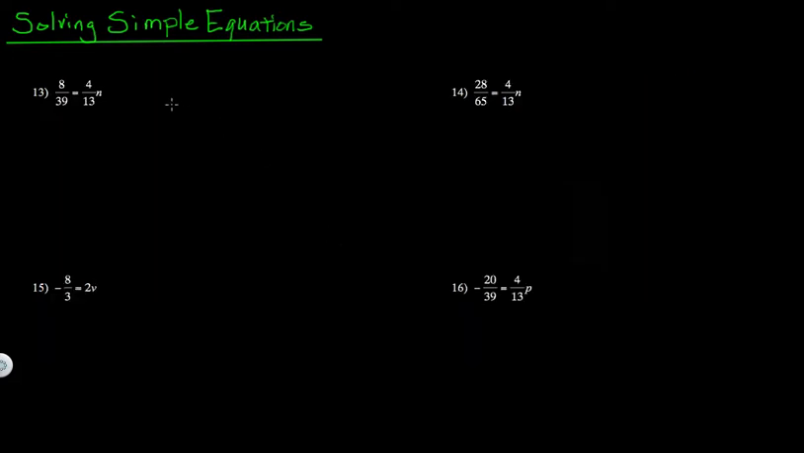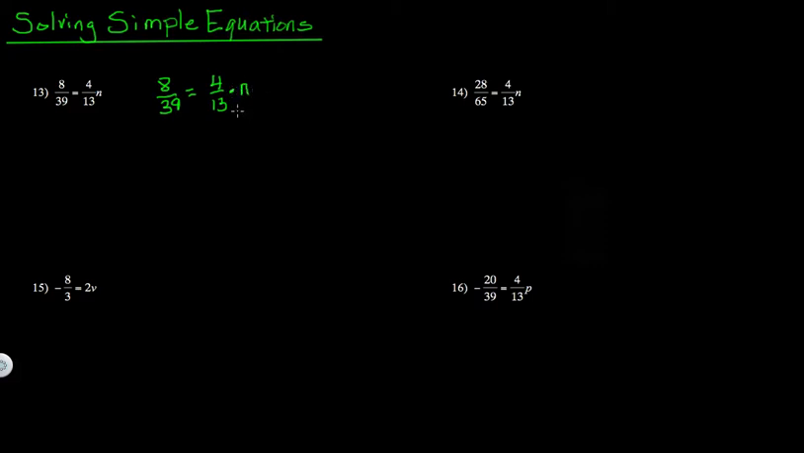And of course, now that we've done addition and subtraction, we're going to do multiplication and division. So here we have an equation, 8/39 is equal to 4/13 n. So the same logic applies. What is being done to our variable n? We are multiplying n by 4/13. So rewriting the equation, we can say this is 8/39 is equal to 4/13 times n.